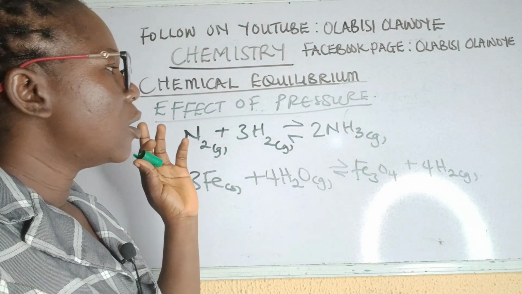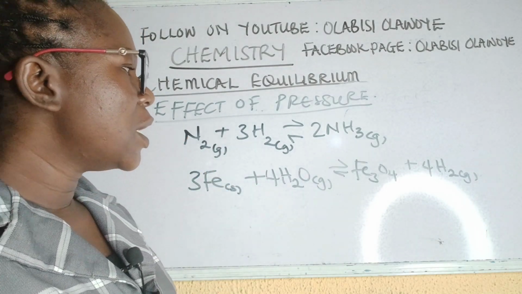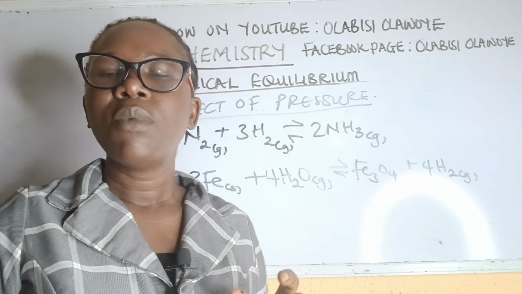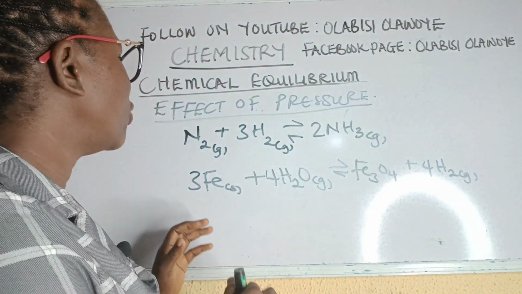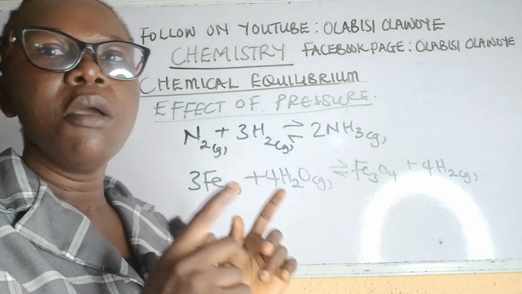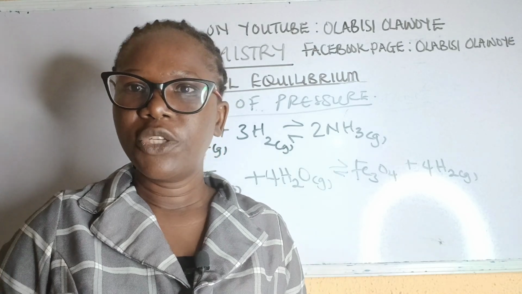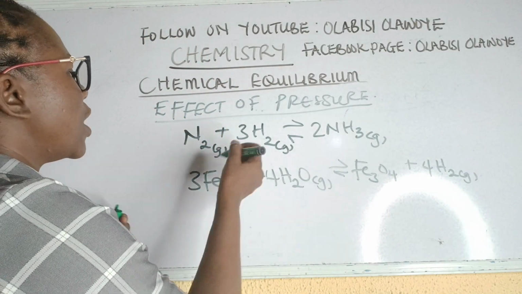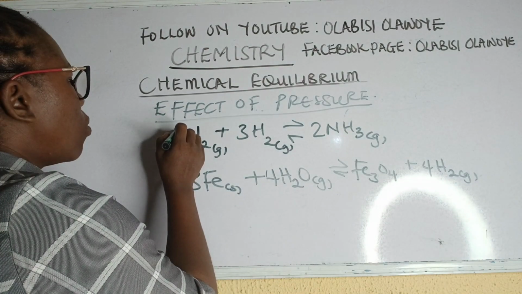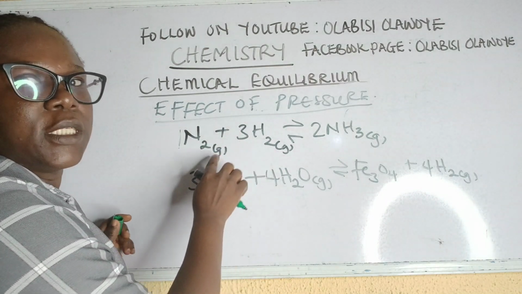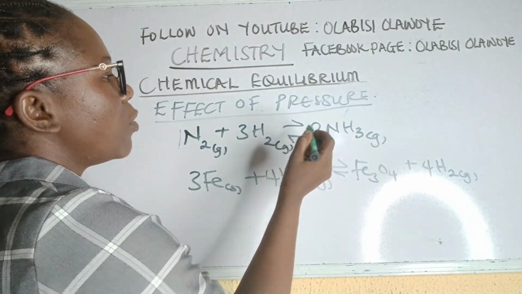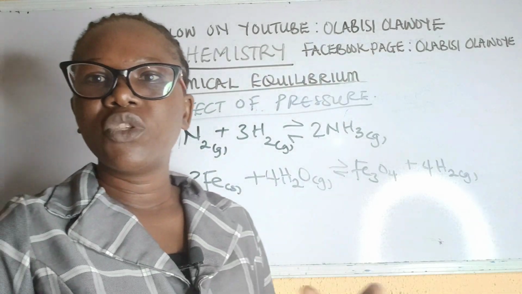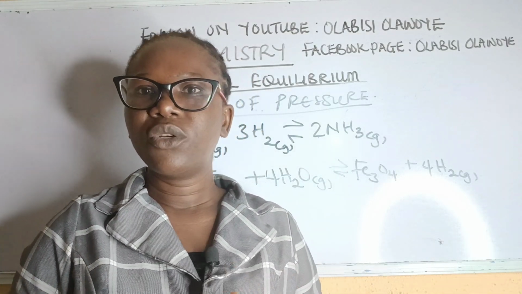Also, another thing is that the total number of moles on both sides of the reaction, that is on the reactant and product side, must not be equal for pressure to affect the reaction. Take for instance now, the total number of moles on the reactant side is what? 1 plus 3, that is 4. Now, on this side we have 2. We can see that the total number of moles on both sides are not equal. So pressure will have an effect.